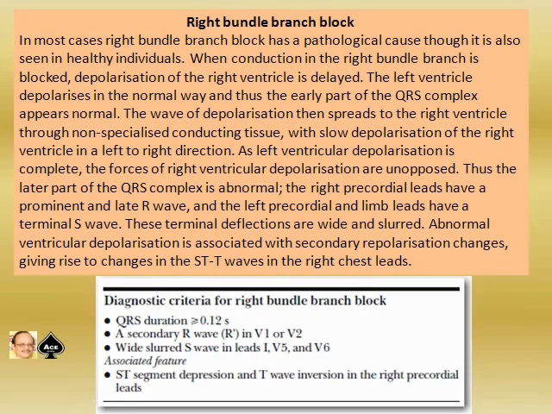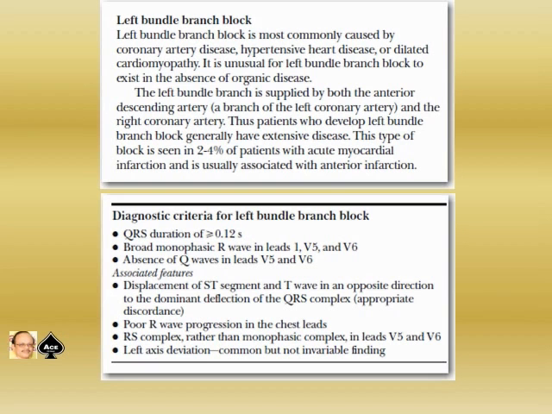Diagnostic criteria for right bundle branch block are QRS duration equal to or more than 0.12 second, secondary R wave or R dash in V1 or V2, wide slurred S in lead 1, V5 and V6. Associated features are ST segment depression and T wave inversion in the right precordial leads.